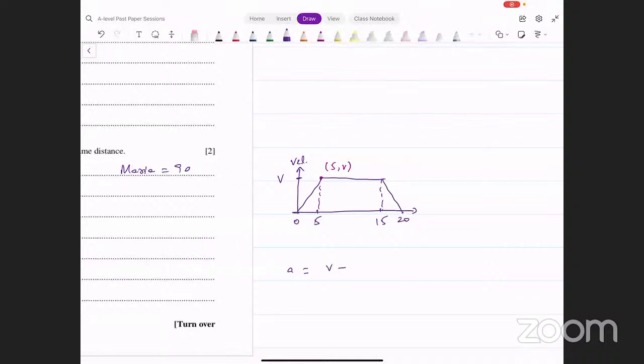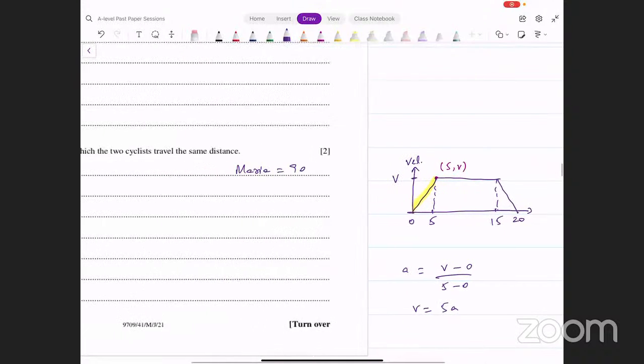Yeah, points gradient find करना. Acceleration is gradient of this part of the graph. V minus 0 divided by 5 minus 0. V over 5 equals A है. तो V की वैल्यू क्या है? V की वैल्यू basically 5 times A. ठीक है. V की वैल्यू आ गई आपके पास.